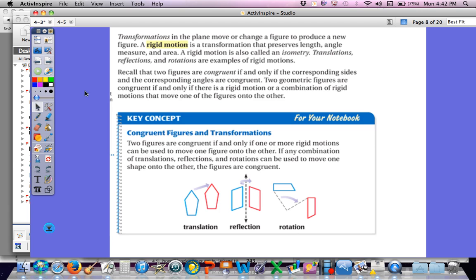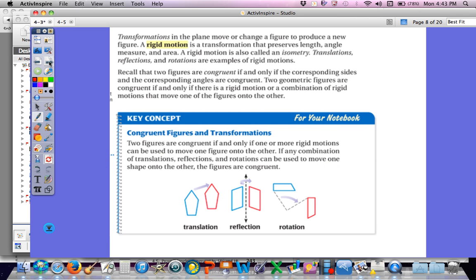So let's look at the lesson. You guys have guided notes, so you can freeze the page and fill in your missing blanks on your guided notes. I want to explain the pictures to you. In this book, this arrow here is showing a translation. This is a reflection that would be over the y-axis. If it was a reflection over the x-axis, it would be moving from, say, here down to here. And this is a rotation. Okay?